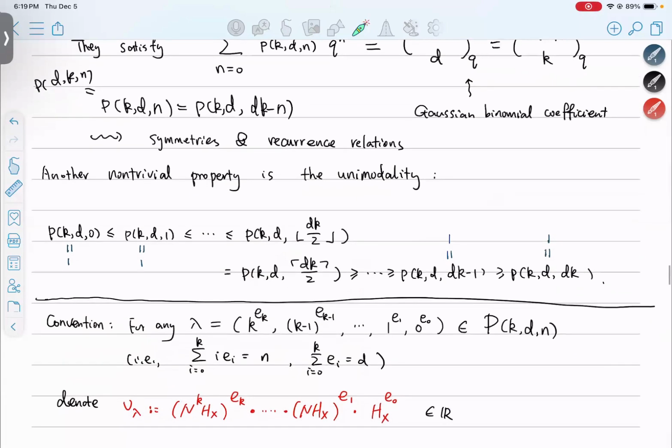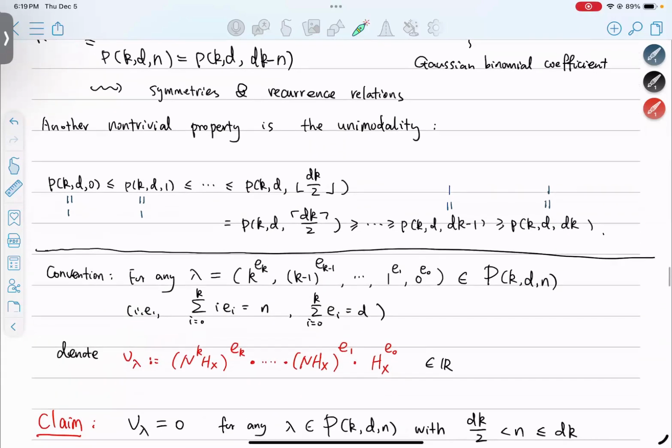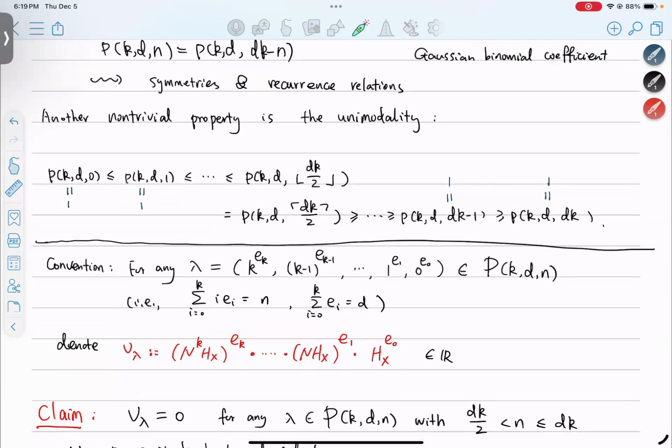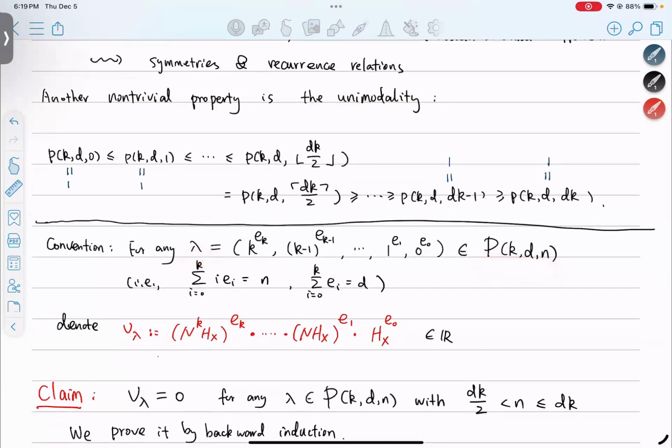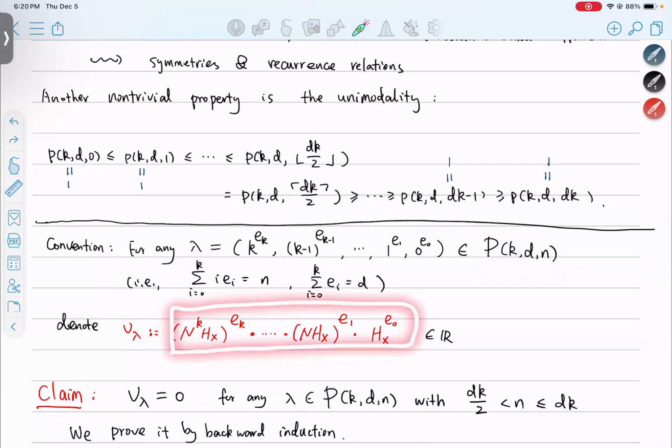So why is this related to our work? We will see that later. Now, for each restricted partition lambda in capital P(k,d,n), we consider the following intersection number. This is the intersection number we are interested in, and we denote it by V lambda.